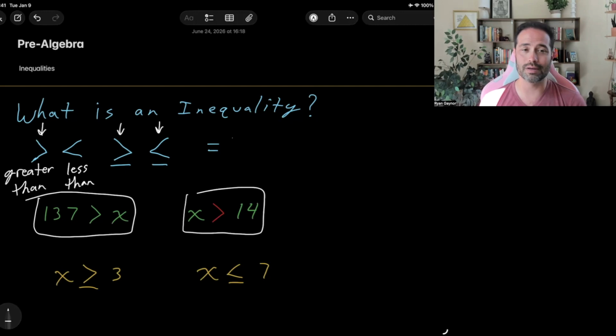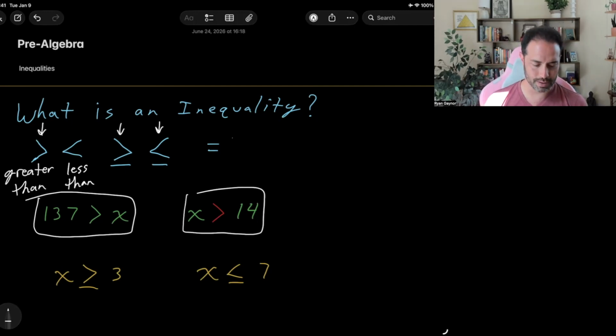So starting with 136.999999, right? All the way down to all the negative numbers, right? Because it literally means anything less than 137. All right, the next one, x is greater than 14. That literally means any number that is greater than 14. So 14.1 and so forth.